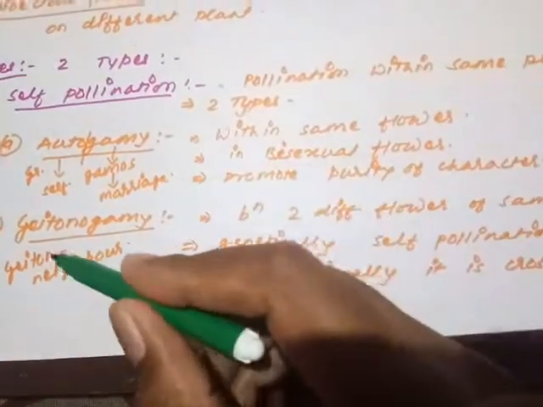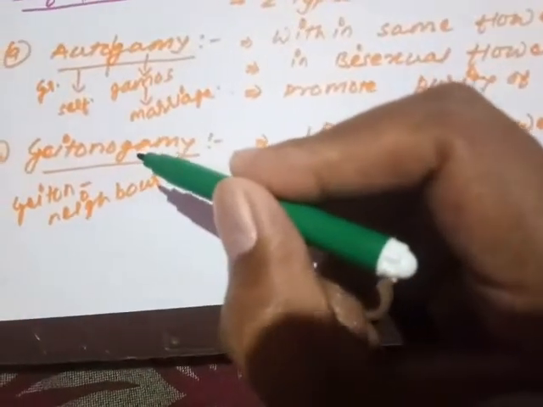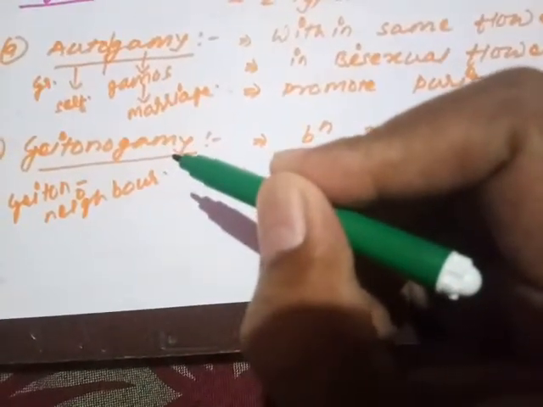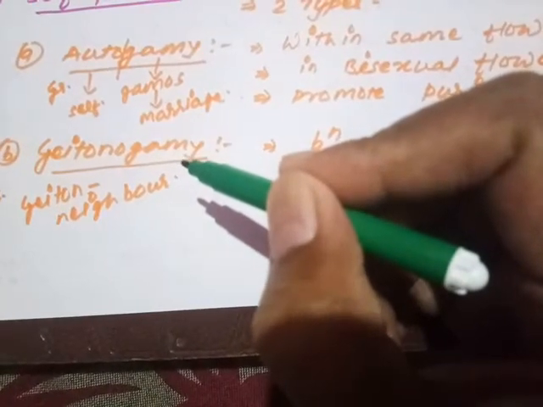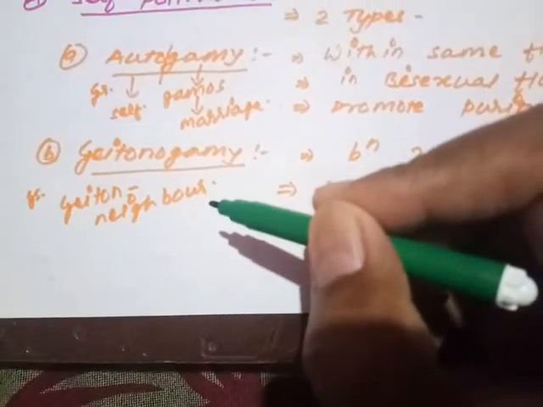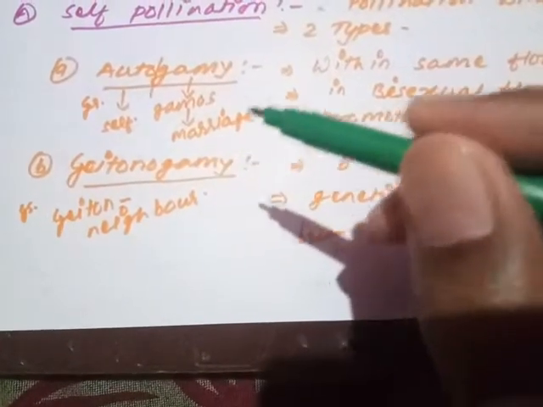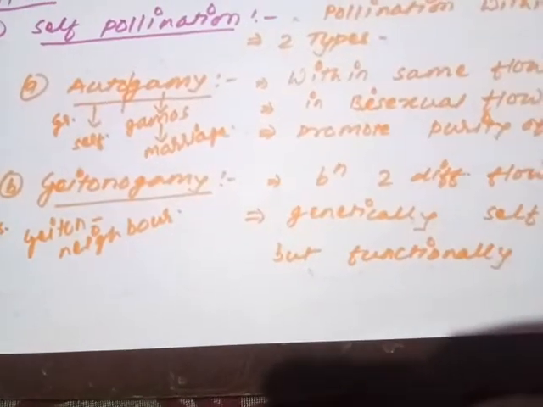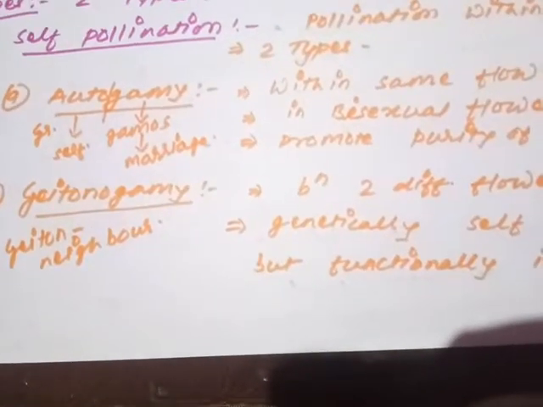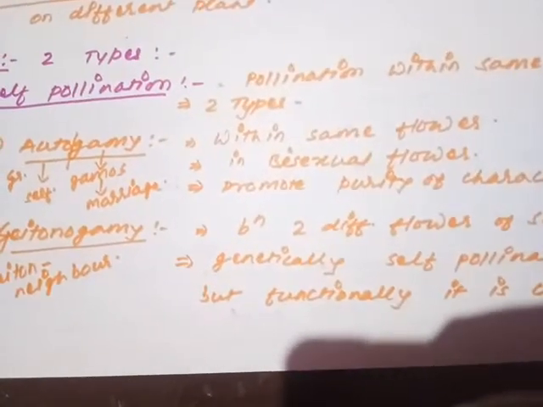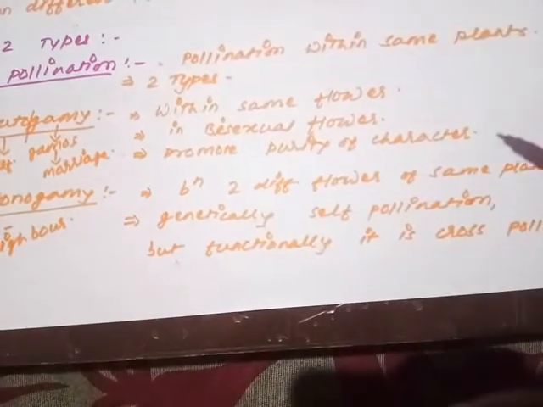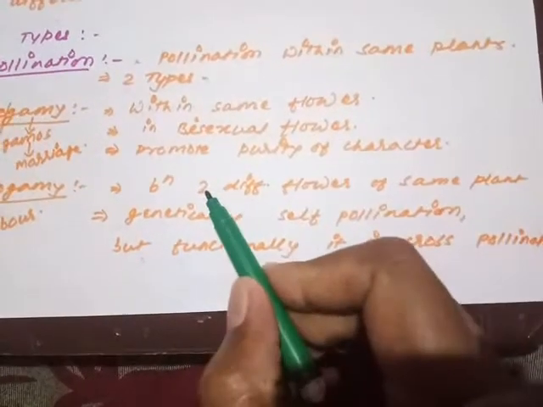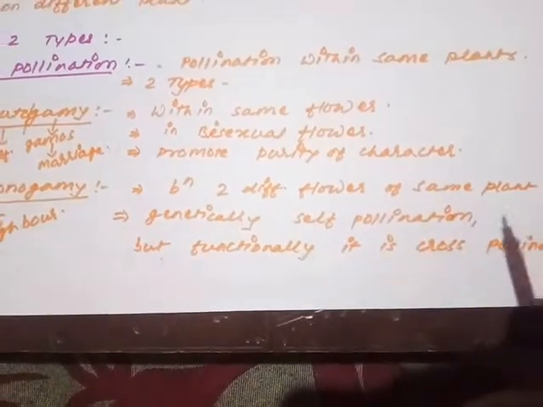Geitonogamy is the next one. Once again, geiton and gamy, two different words are there. Gamos you know very well. Gamos means marriage, marriage means fusion. Geiton word is meant for the neighbor. Neighbor means what? The pollination will not occur within the same flower, but pollination will occur in another flower of the same plant. So what is the meaning of that? The flowers will be present on the same plant, so pollination will occur between two different flowers of the same plant. Are you getting my point? The pollination will occur between two different flowers of the same plant.